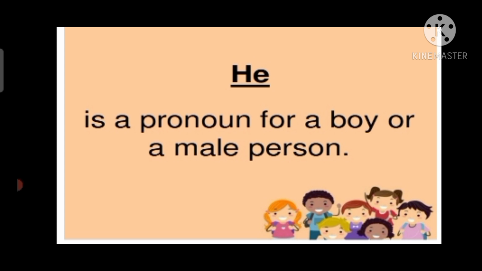So, in the name of boy, he we are using instead of a boy or a male person, that is a man. All the male persons we will use he. For all the boys we will use he. Is that clear?